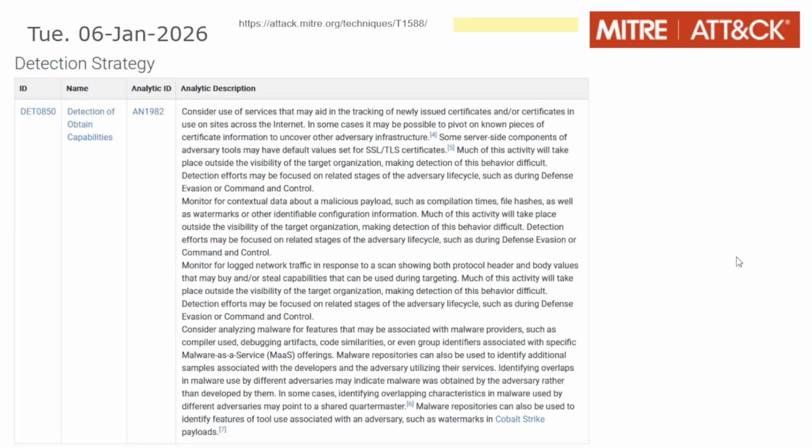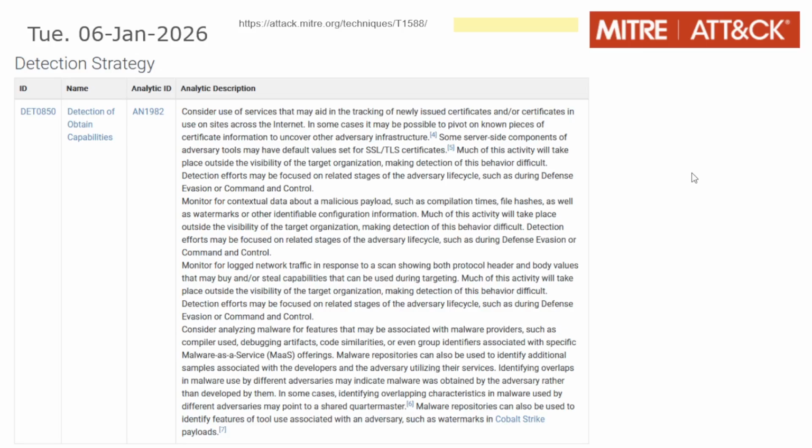So now in the detection strategy, I believe there might be some advantages if you know that this can happen and you anticipate it, and then you can create a better detection for that. So let's see what they write. Consider use of services that may aid in the tracking of newly issued certificates in use on sites across the internet. Yeah, so VirusTotal, for example, is a classic here. Or there are other sites. Threat intelligence is, I think, the main thing to consider here.